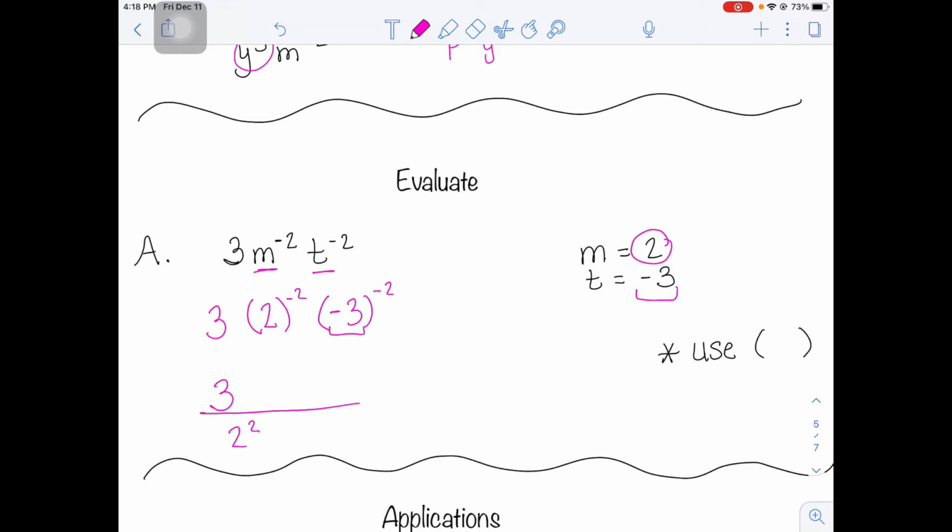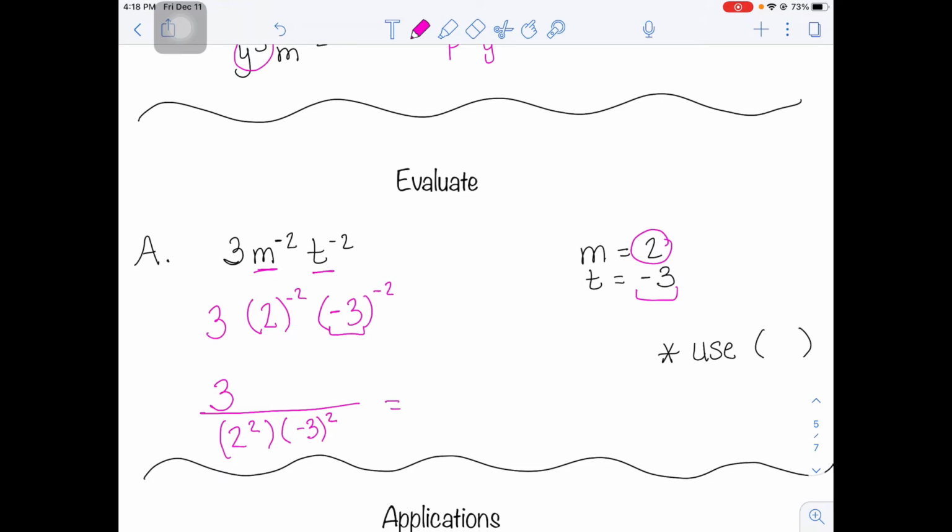Negative 3 is our base. So that negative in front of 3 has nothing to do with it, but the negative 3 being raised to the power of negative 2 does have something to do with it. So we put him on the bottom. I'm going to use parentheses here, and we have negative 3. Now he's positive 2. Okay?